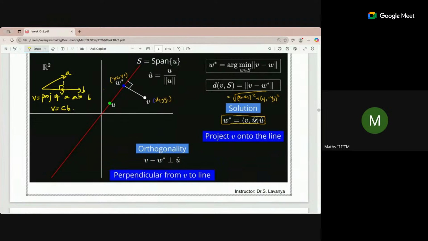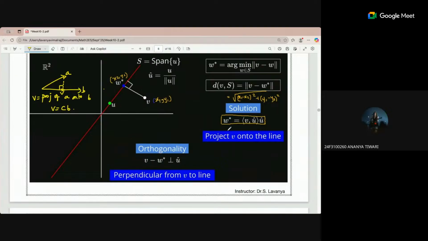Now, since v equals c b, I have this formula. At least you have the idea that c is represented by this inner product. And why do I have u hat instead of u? Just for convenience, I want to consider the unit vector instead of just the vector, that's all. So here u or u by the norm of u, it doesn't make much difference. Any questions so far?